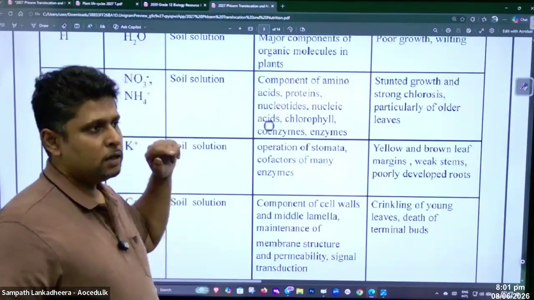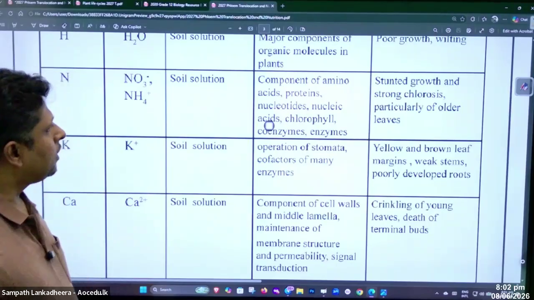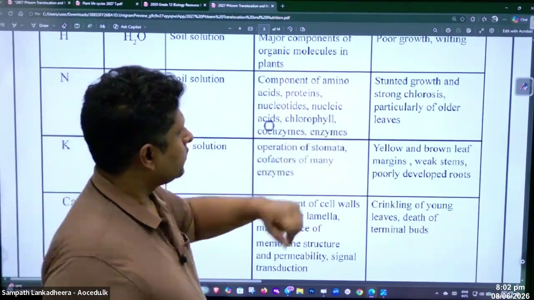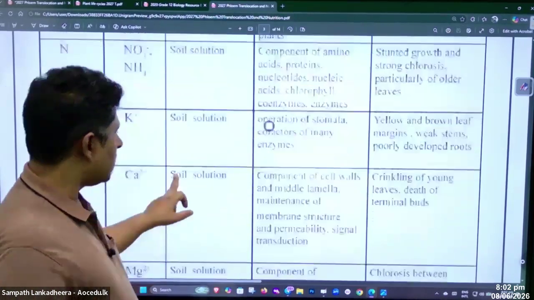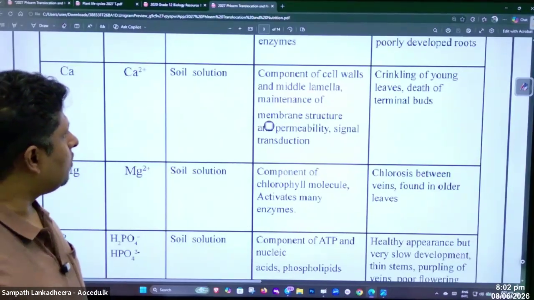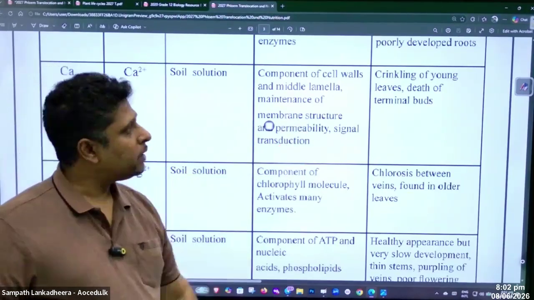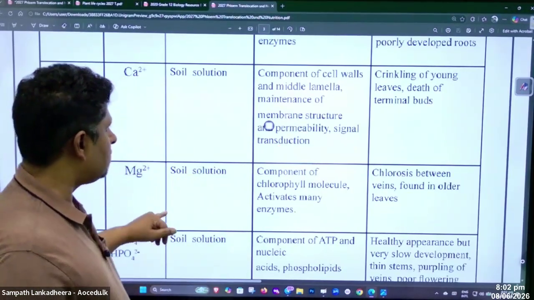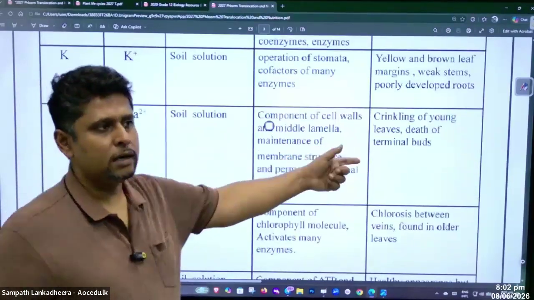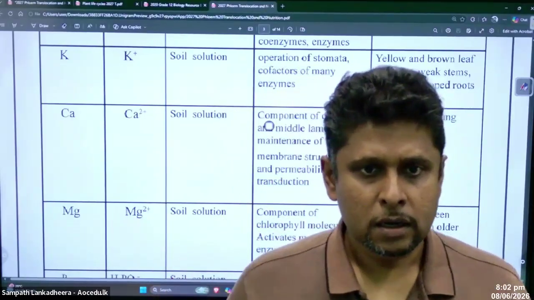Nitrate and ammonia: this is the only element absorbed as both cations and anions. So go through this carefully. Calcium: component of cell wall, middle lamella, maintaining membrane permeability, crinkling of young leaves, and death of the terminal buds. We didn't take that, the death of the terminal buds.